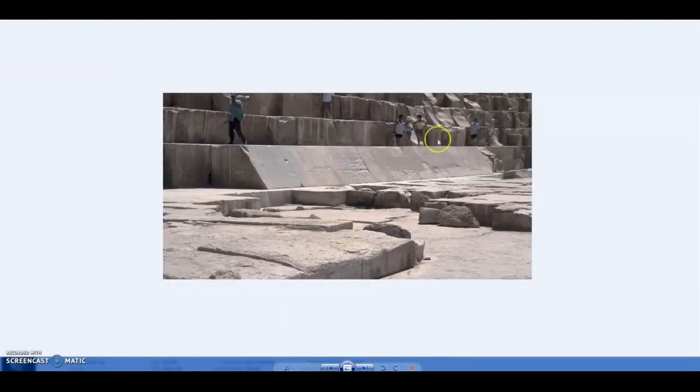Okay, so what we have here, we can see the casing stones, but here you can see what's called the socle or the paving stones. Now, this is a very important element in understanding how the Great Pyramid is a scale model of the Earth, not the half of the Earth, but the whole Earth.